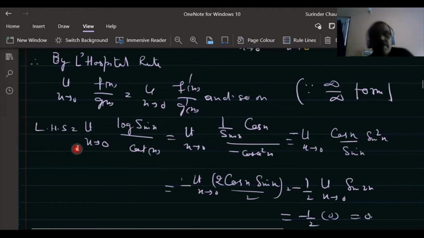So let's see the left hand side. The limit is in indeterminate form, so we differentiate it. This is f(x) upon g(x), so it becomes f'(x) upon g'(x), limit x tends to 0. The derivative of log x is 1 upon x, the derivative of sin x is cos x, and the derivative of cot x is minus cosecant square. Now again, cosecant is here, we will simplify it.